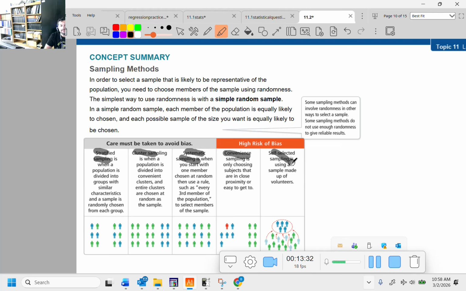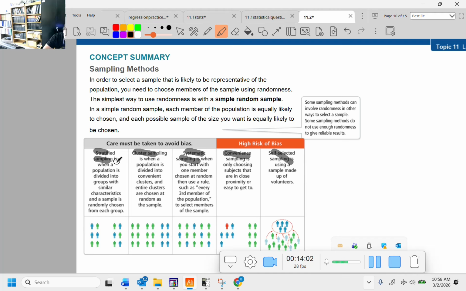Cluster and stratified students often get mixed up. Cluster sampling, and I'm reading the definition verbatim here, is when a population is divided into convenient clusters and entire clusters are chosen at random as the sample. You can see in the diagram, they divided these 18 people into three groups of 6, and then they picked 6 of them. That's clustering. You divide and then take the whole.